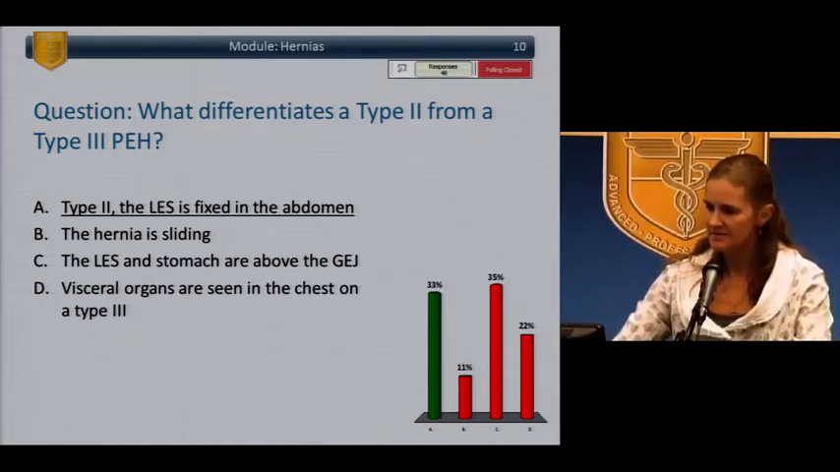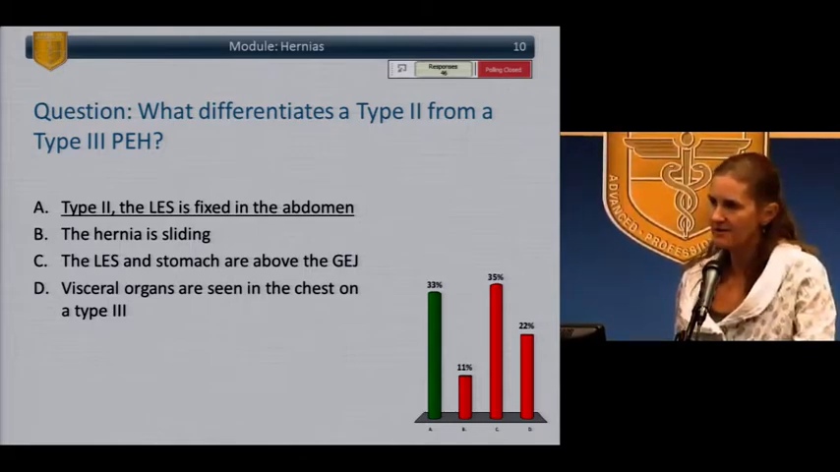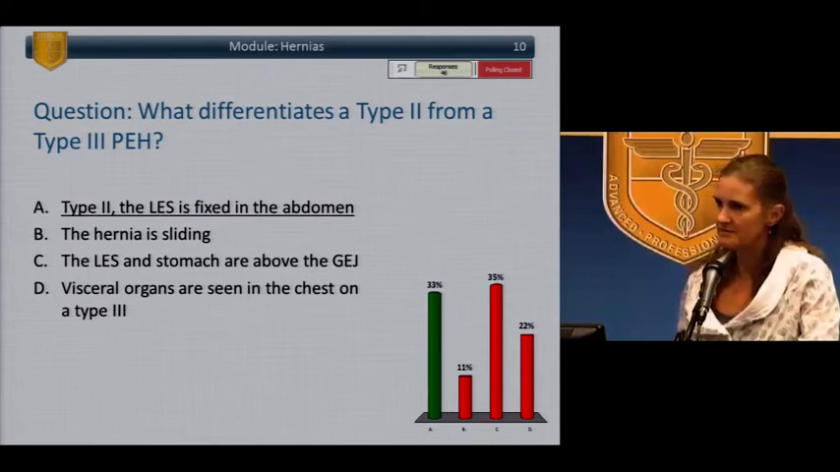In a type 2, you're going to see that the lower esophageal sphincter remains fixed in the abdomen, whereas on a type 3, the sphincter itself is already up inside the chest cavity.